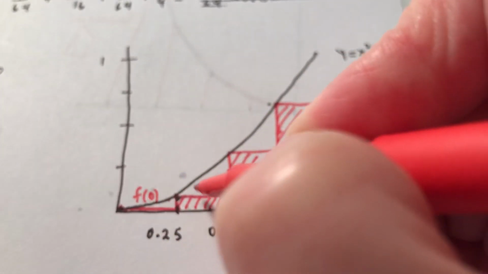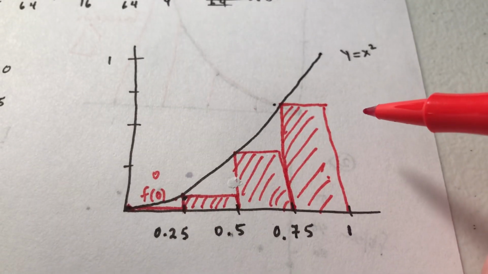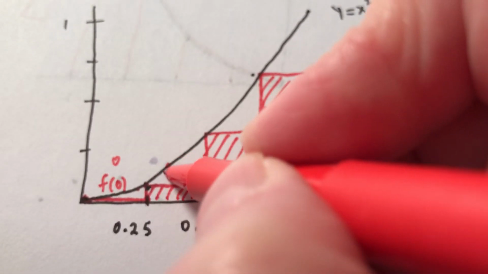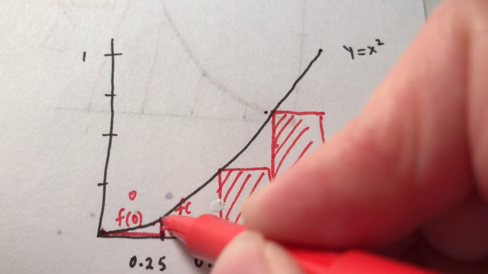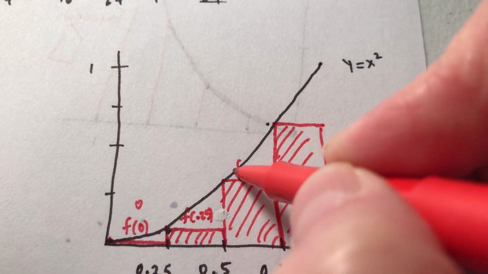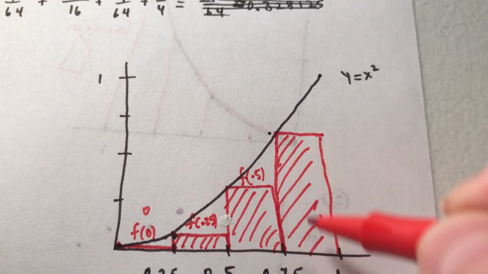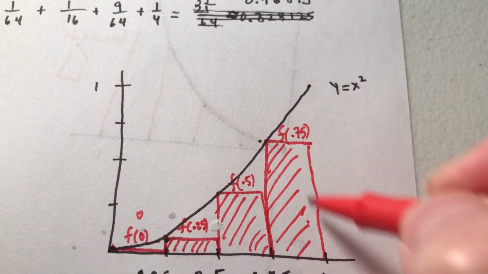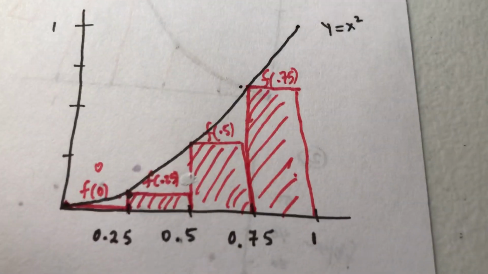And the left one here is f of 0, will be the height of that one, which we know is 0. f of 0 is 0 when you plug 0 in here. 0 squared is 0. And this one's f of left endpoint 0.25. This one is f of left endpoint 0.5. And this one's f of left endpoint 0.75. And you don't even use f of 1 when you're using the left-hand endpoints.